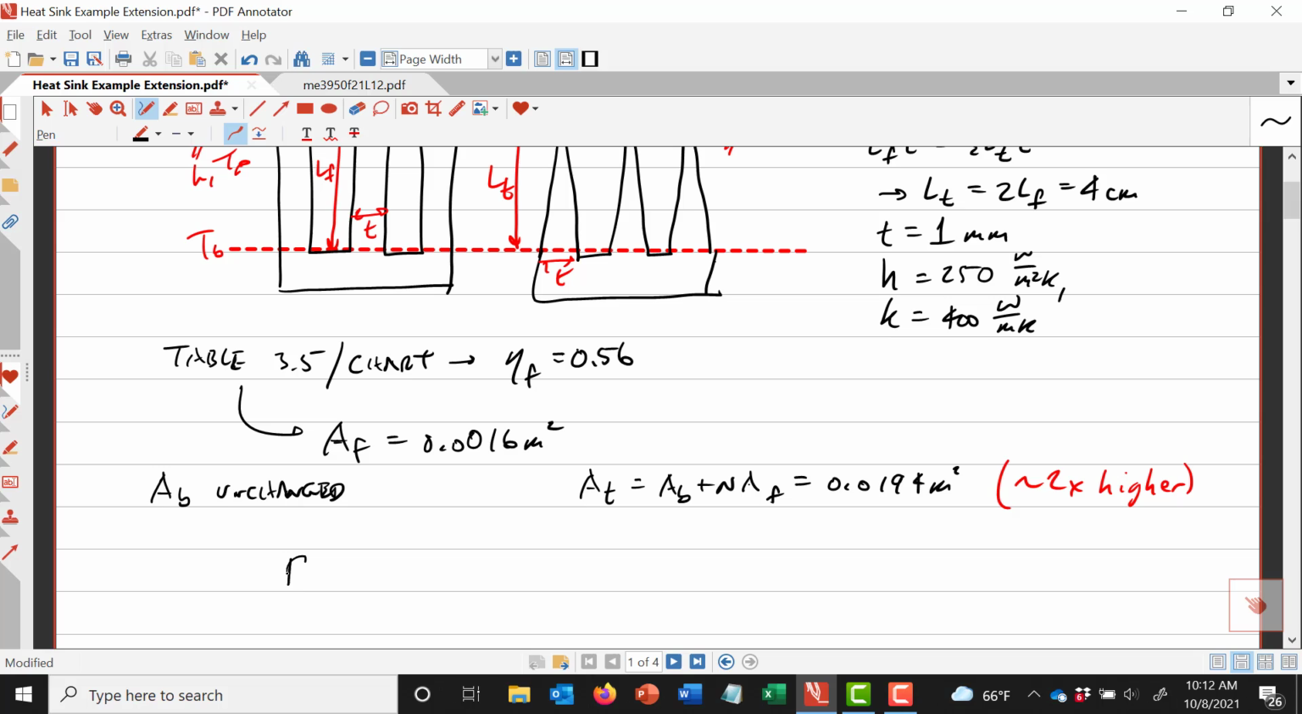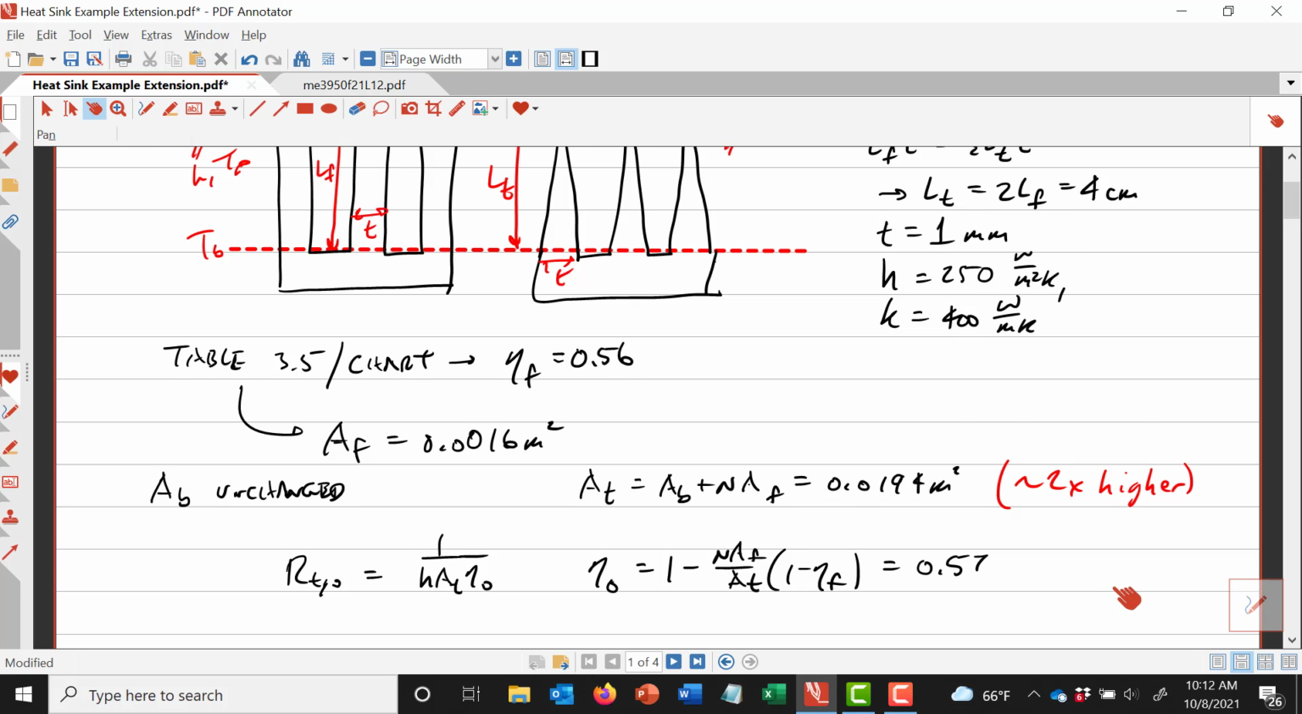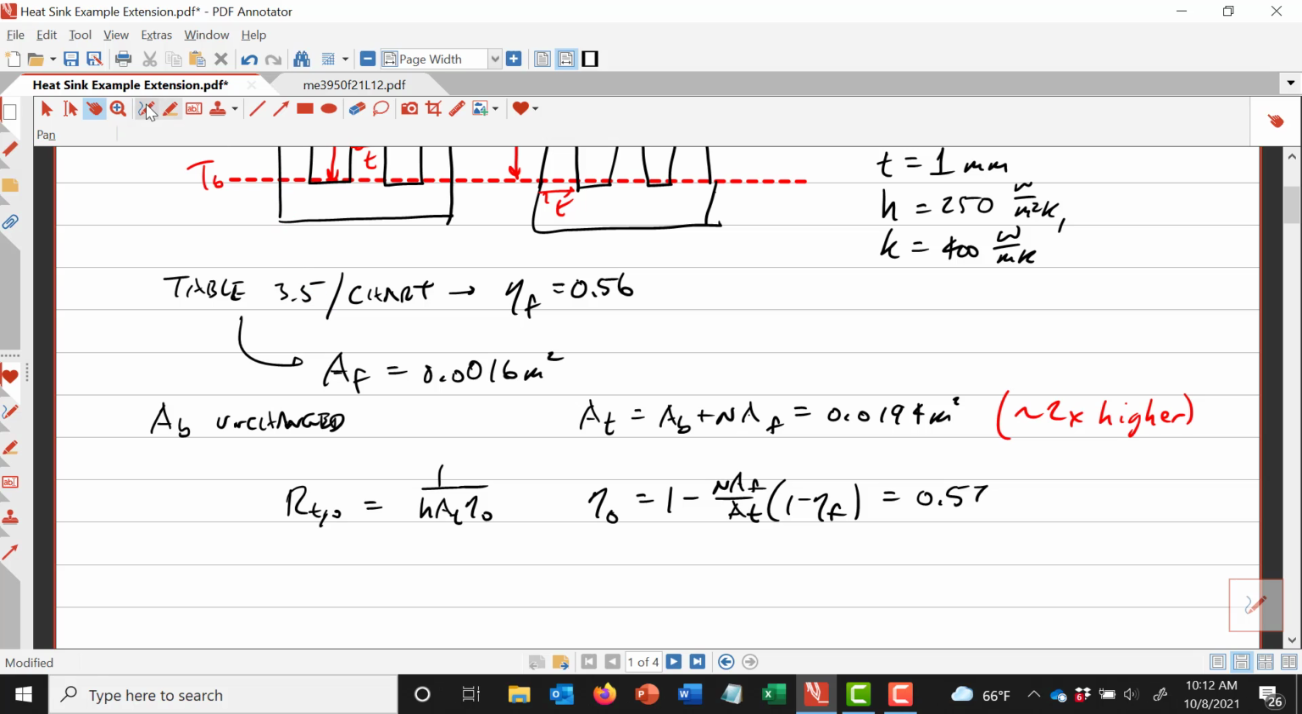Alright, so RTO is 1 over H A sub T eta sub O. Well, we need to get an updated eta sub O. So 1 minus n A sub F over A sub T, times 1 minus eta sub F. We now have all the parameters we need. We know A sub F, we know A sub T, and we know eta sub F. Our updated eta sub O is about 0.57. So again, just like I said in class, eta sub O should be very close to eta sub F, maybe a little bit larger. And that's the case here.